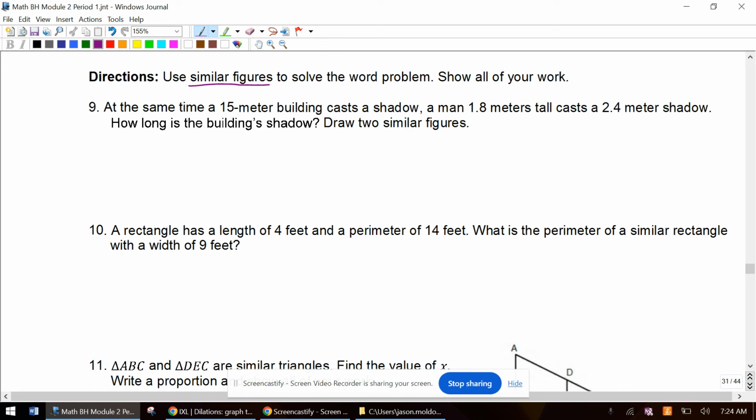Draw two similar figures. All right, so here is the building. You don't have to draw it like this, but all right. And then here is a person.